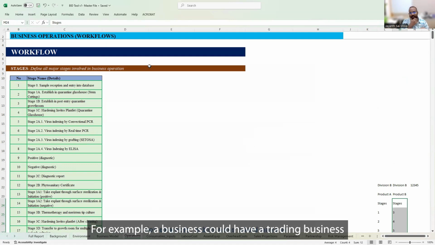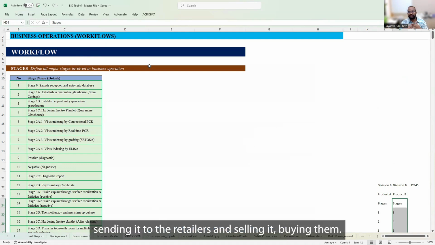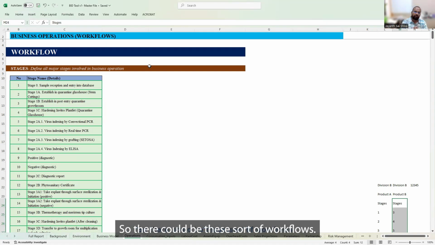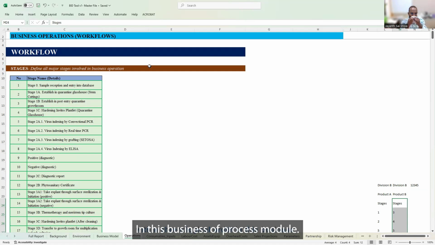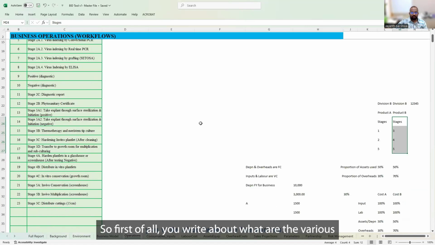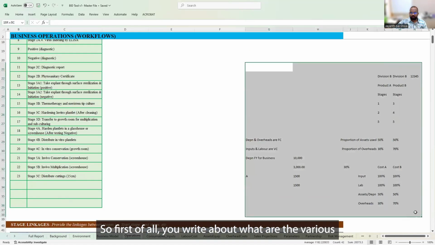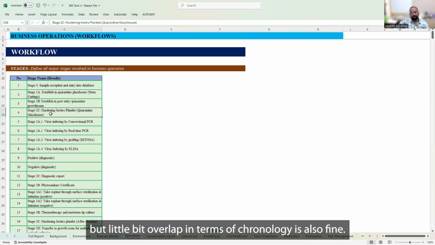For example, a trading business could have something such as receiving the goods, storing them in the warehouse, sending them to the retailers, and selling them finally. So there could be these sorts of workflows, and we're trying to capture that workflow in chronological order in this business operations module. Okay, so first of all, you write about the various stages that are there in your business. You can write it chronologically, but a little bit of overlap in terms of chronology is also fine.